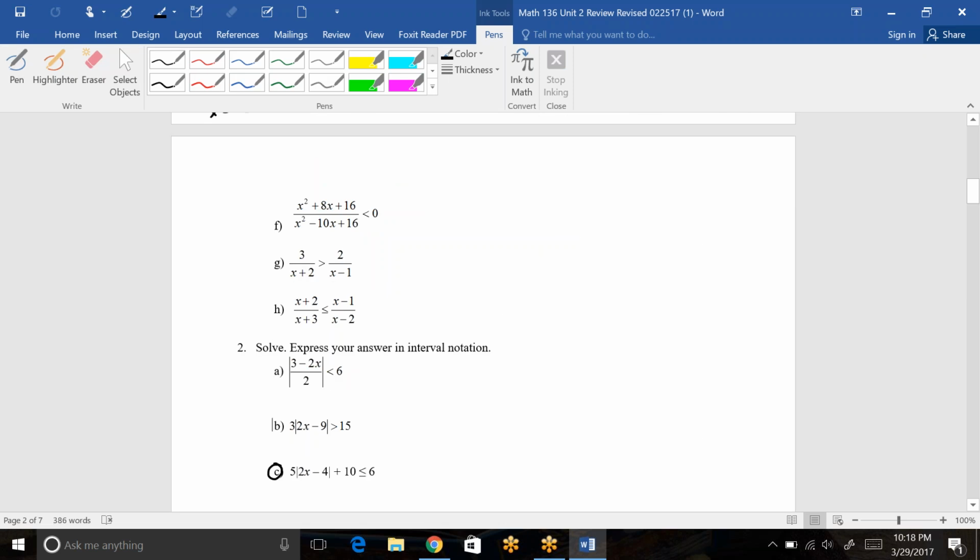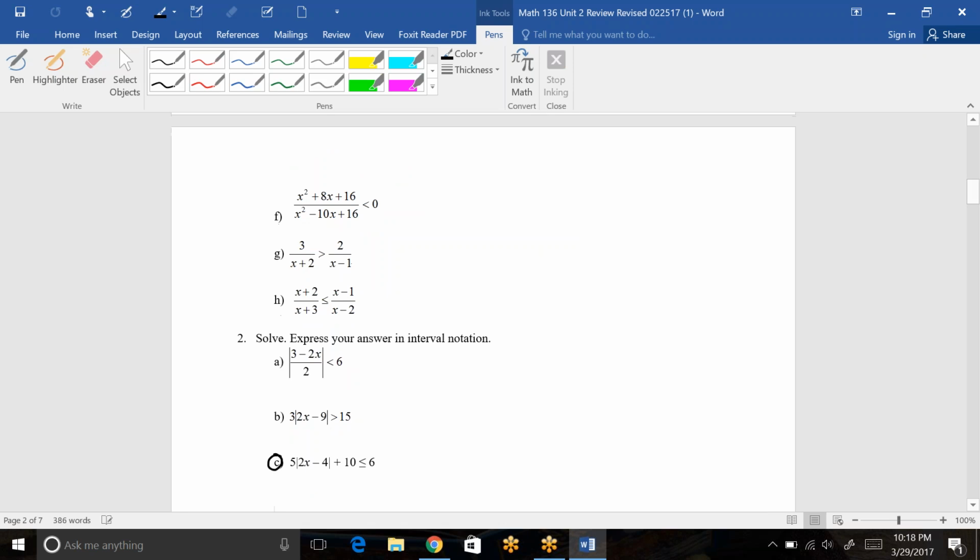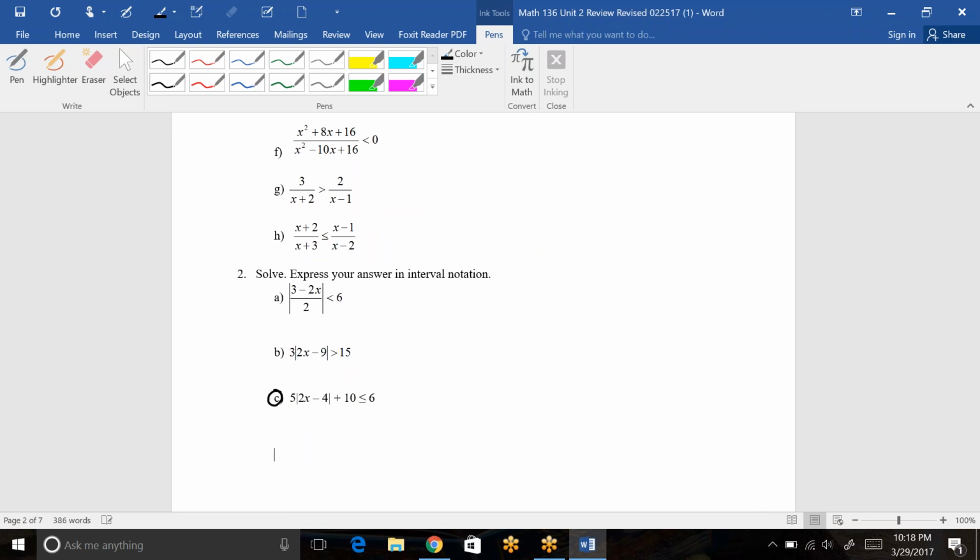The next question you guys had put on my list is 2C. So this is an absolute value inequality. This was in section 2.6. The first thing you have to do with an absolute value inequality is isolate the absolute value on one side. So my first step would be to move this 10 over by subtracting it.